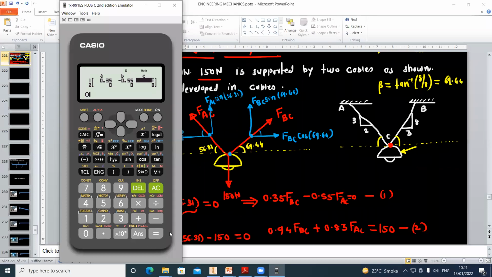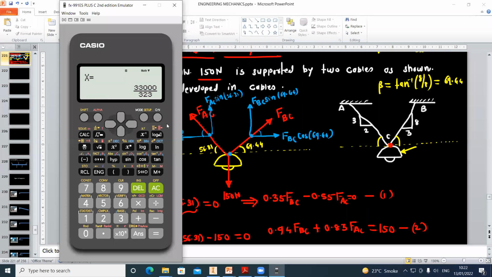So it is 0. In the second equation, we have 0.94, then 0.83, both are positive. And this constant, it is minus 150. You should take this on the right side. Okay, so it is a plus 150. Okay, so once you enter all the values A, B, C, then press equal to sign. So this is your first value.